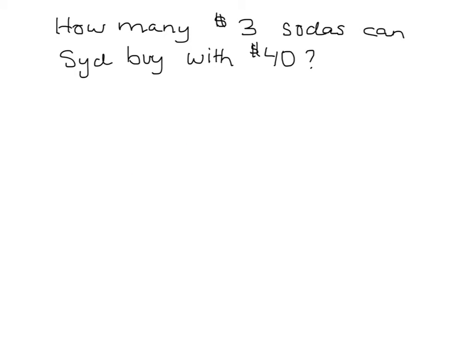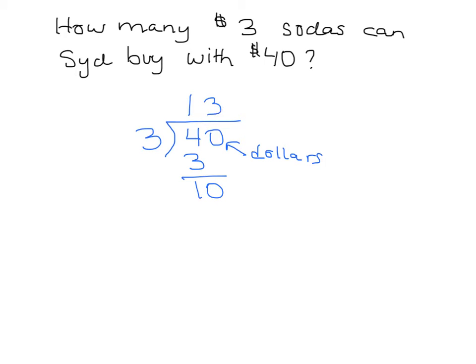Now let's try another one. How many $3 sodas can Sid buy with $40? So we have $40, and we're going to divide it by 3. And we get 13 remainder 1. So if we're dividing dollars, we have $1 left over.